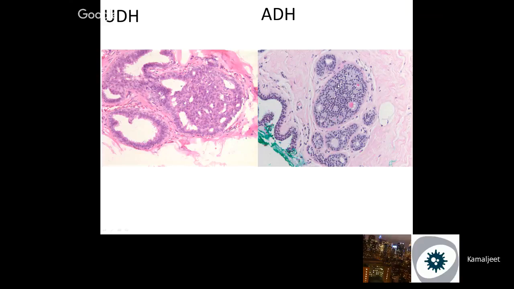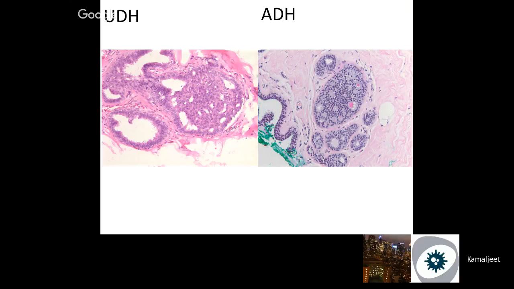The picture on the left is ADH, and what defines ADH is the architecture and the cytological features. By architecture, I mean the epithelial proliferation makes round, very well punched out spaces. Well, in UDH, the spaces are of variable size and shape, and usually the larger spaces are on the periphery, and in the center you see more smaller or slit-like spaces.